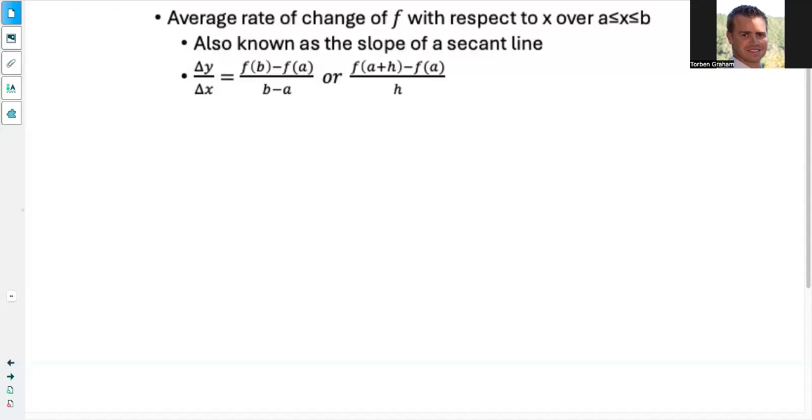Now there's a few different equations we know for that. All through school to this point, you have got slope by change in y over change in x. Now this can be our function's y value at b minus our function's y value at a, over an x value of b minus an x value of a, or that can also be written as f of a plus h minus f of a, divided by h, where h is the difference between our two x values.